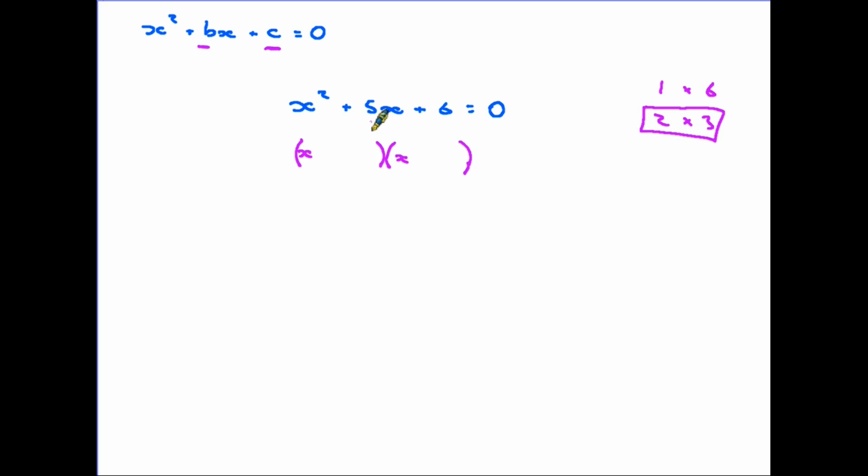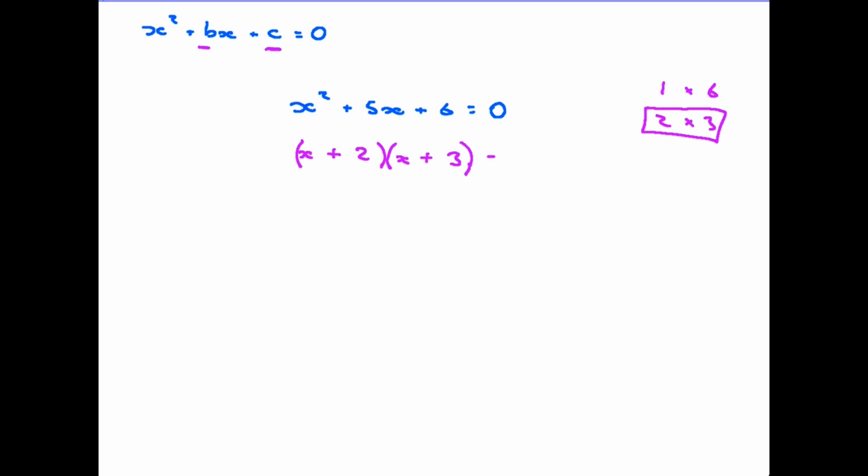2 plus 3 is 5. 2 times 3 is 6. So that satisfies both of our rules. Therefore those are the numbers that we would put in the brackets. And because both numbers are positive, we'll deal with minuses later, it's x plus 2, x plus 3. And because the original equation is equal to 0, this continues to be equal to 0.